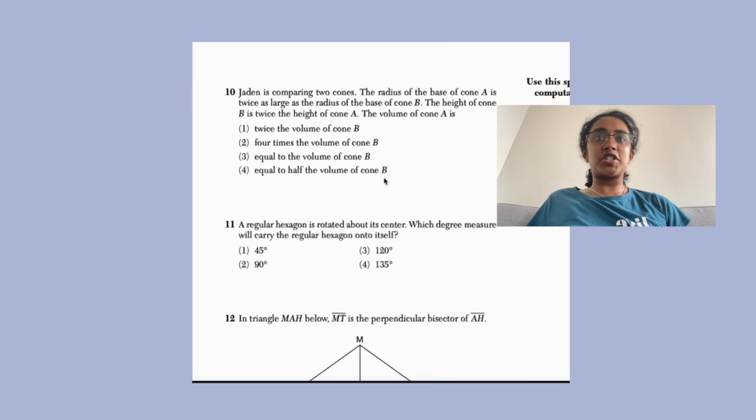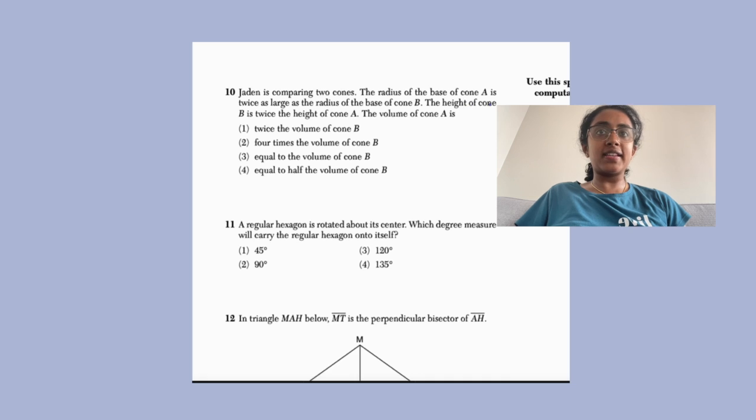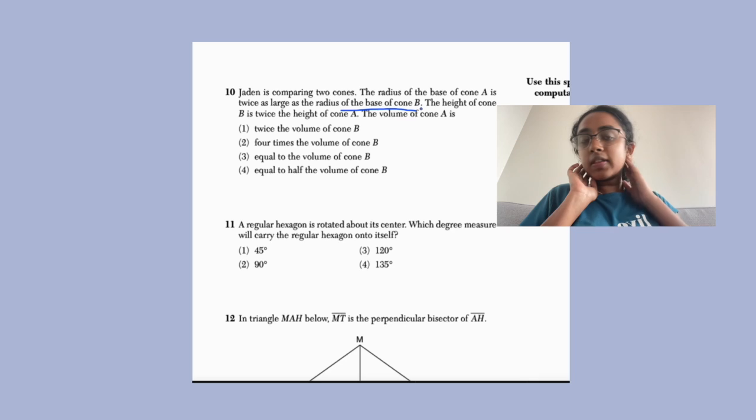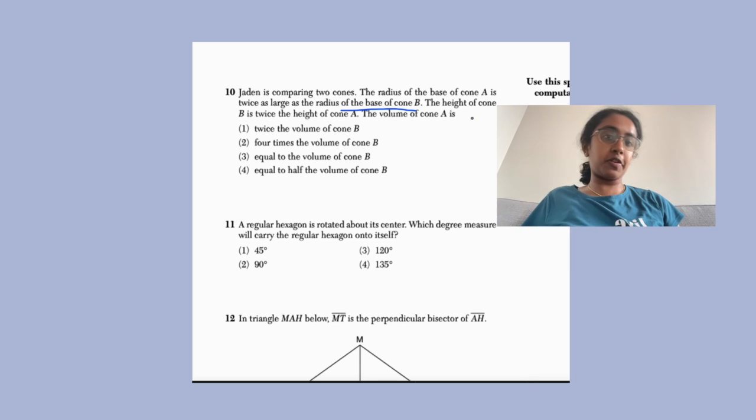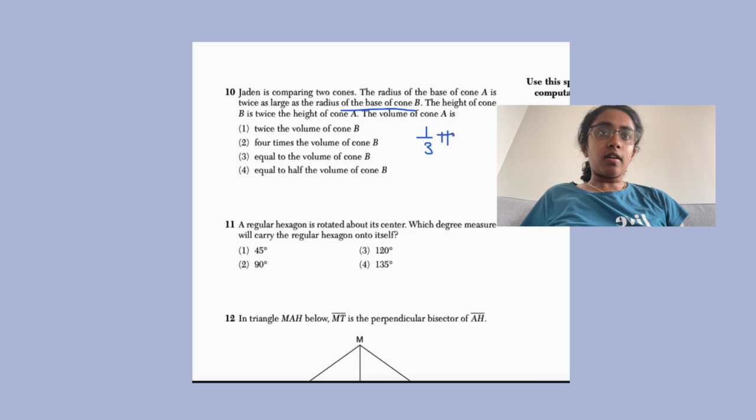Now let's move on to question 10. Jaden is comparing two cones. The radius of the base of cone A is twice as large as the radius of the base of cone B. The height of cone B is twice the height of cone A. The volume of cone A is... Okay, so let's write this. The easiest way to do this is to plug in different numbers and see what we get out of it. So what is the volume of a cone again? It is 1/3 pi r squared times height.